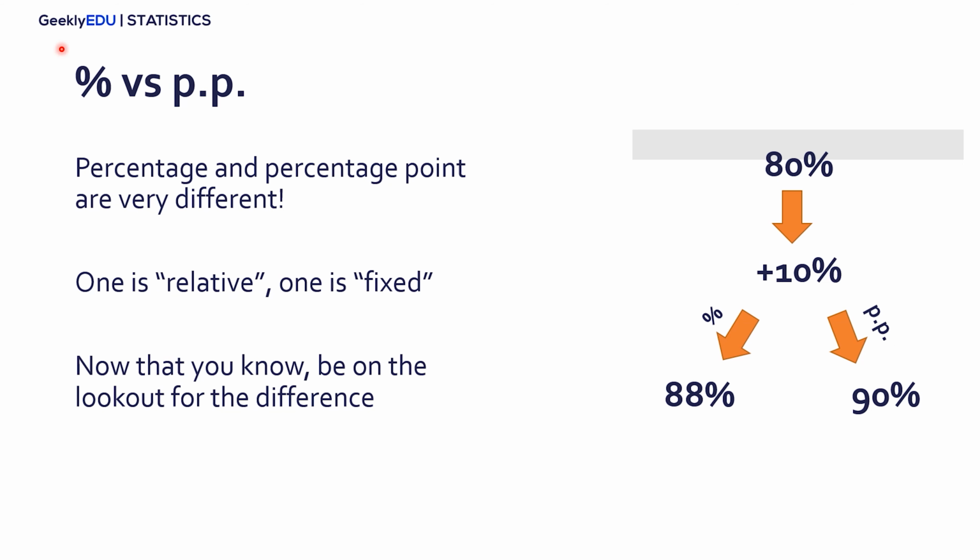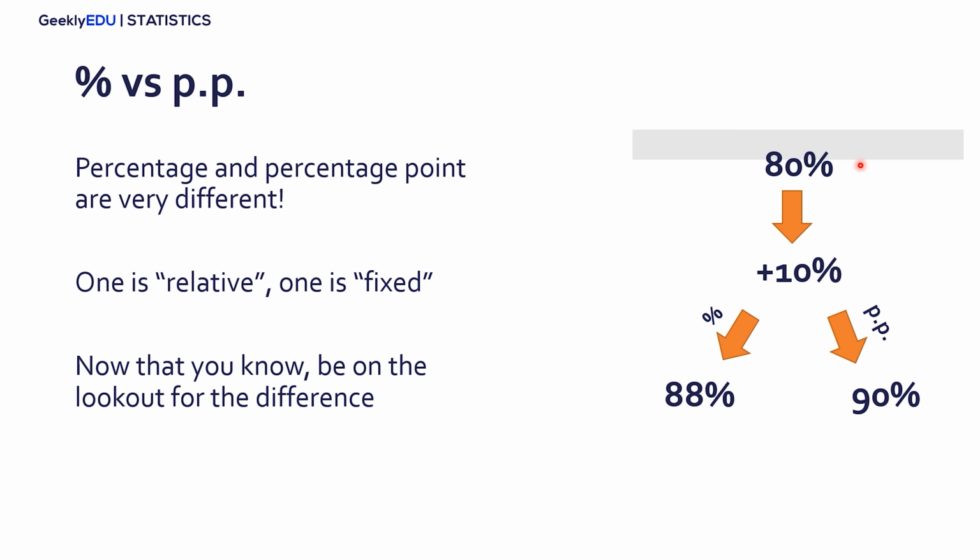Another very common mistake, and probably because most people don't even realize that there's a difference, is the difference between percent and percentage points. And what's the difference? Let's take a look. One is relative and the other is fixed. What does that mean? So let's do this example.